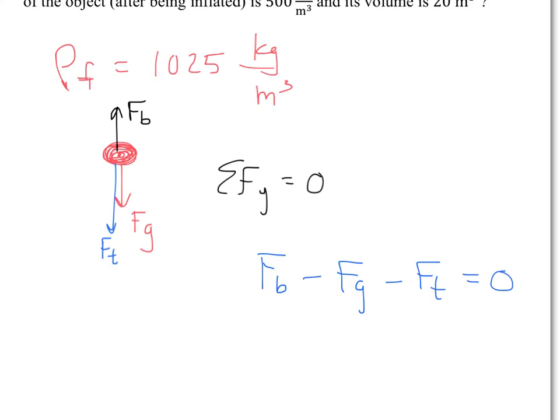Why are those two forces negative? Because they're going down. They're drawn down. They're pulling down on the object. So as a result here, we're trying to find Ft. Let's solve for Ft by adding it to the right-hand side. I'm going to rewrite it though. So it's FB minus FG.